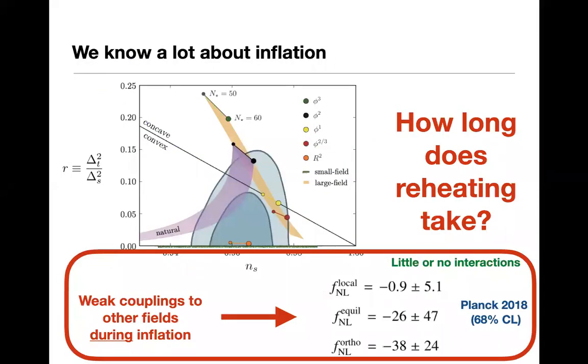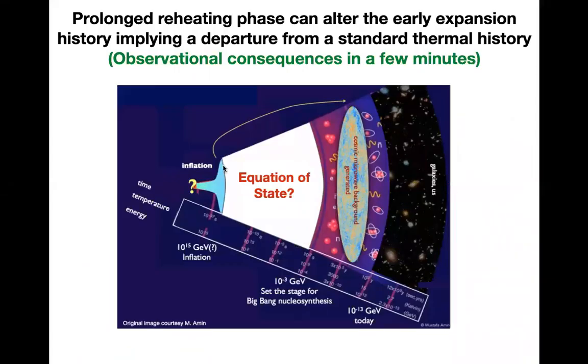And then on the other hand, you can ask, how long does this actually take? So we know from observations that the inflaton seems to not want to couple to other fields very strongly. So you can imagine that this process might take a long time. And if it takes a long time, how does that affect the evolution of the universe? So in other words, when we're looking at the end of inflation, and then we're thinking of the time of Big Bang nucleosynthesis, what is the equation of state in between?